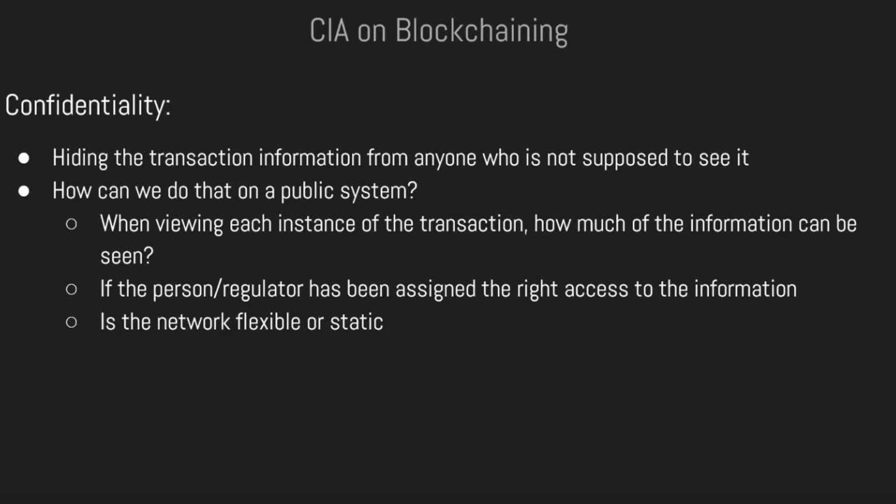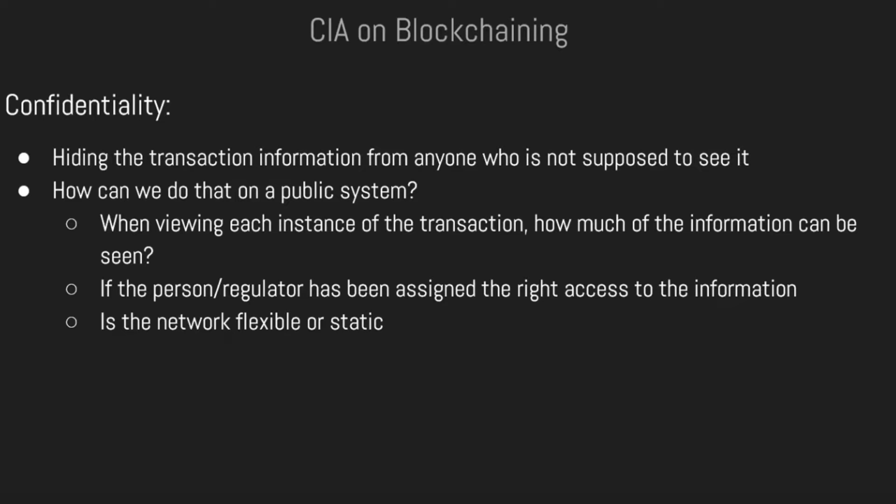So, when is each instance viewable and how much information can be seen? Is the person a regulator or just an underling who has been assigned the right access to information? And is the network flexible or static? These show the important points of confidentiality because of the peers and whether they are who they say they are.